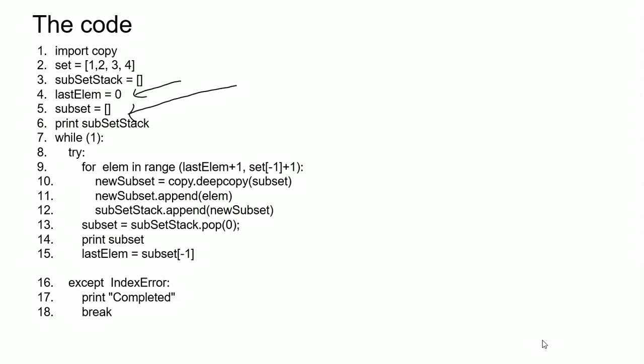The algorithm is very simple. When the subset is initially null, what do I do? I iterate from last element plus 1. The last element is initially 0, so last element plus 1 will be 1.